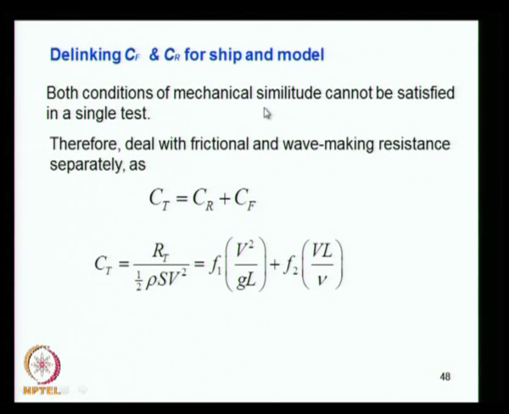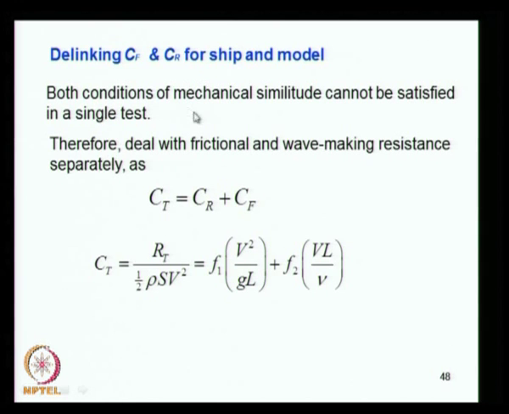So here we have seen that there are two conditions of mechanical similitude, one is dynamical similarity and the other one is kinematical similarity. Dynamical similarity here is referring to the wave making resistance, which shows the ratio of inertia force to gravitational force, from which you get the Froude number. And the second similarity is the kinematical similarity, which is represented by the Reynolds number, the ratio of inertia force to viscous force. So these two cannot be satisfied in a single test.